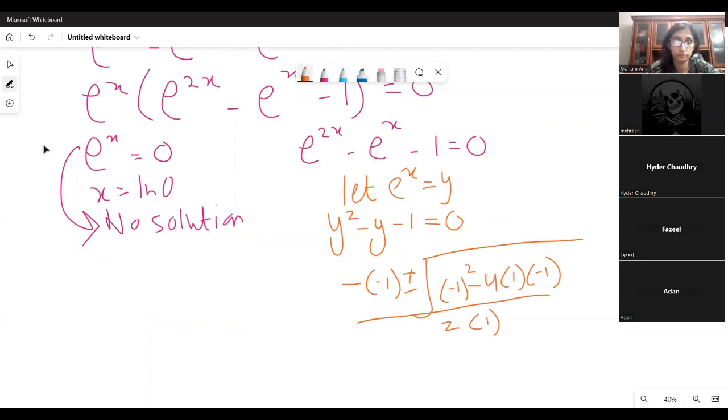What do we get? y = 1.618, and y = -0.618. Replace y with e^x.